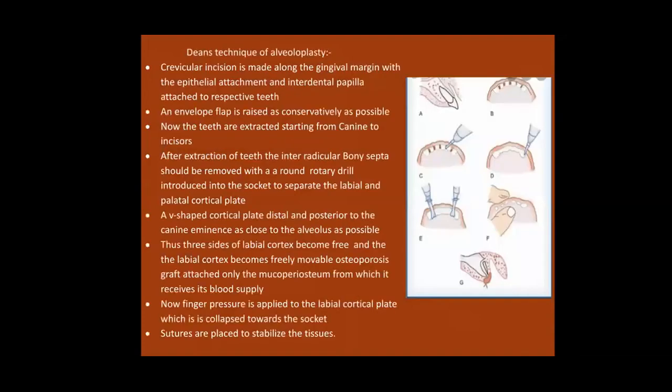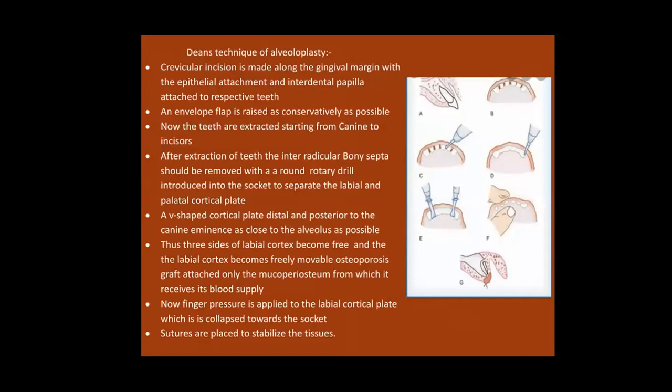The Dean's technique of alveoloplasty is, first of all, a crevicular incision is made along the gingival margin with the epithelial attachment and interdental papilla attached to the respective teeth. An envelope flap is raised as conservatively as possible. It is shown alongside with the diagram as well. Now the teeth are extracted starting from canine to incisors.